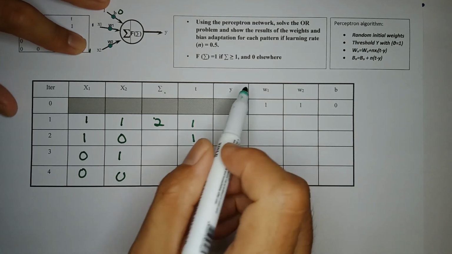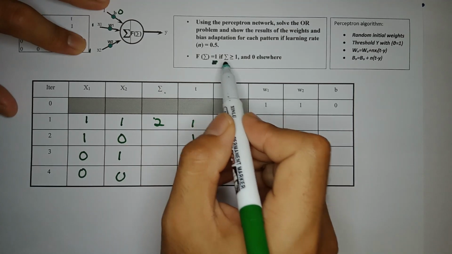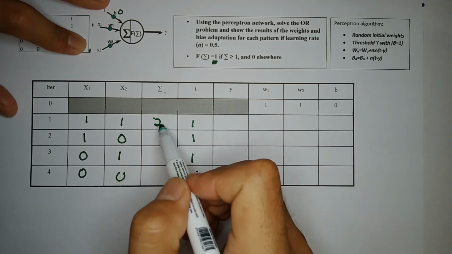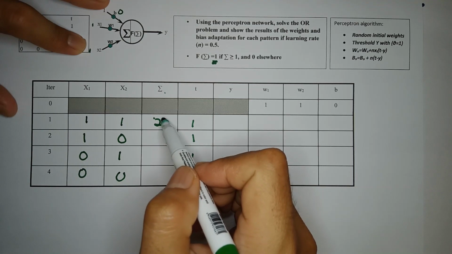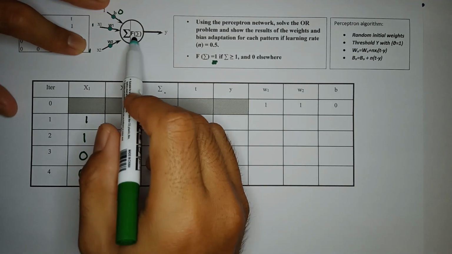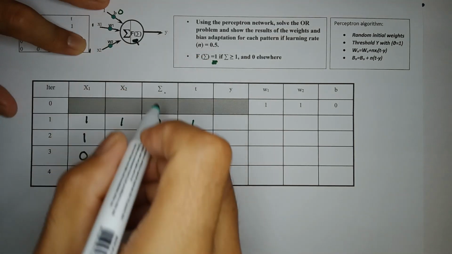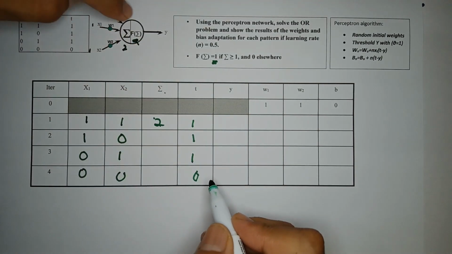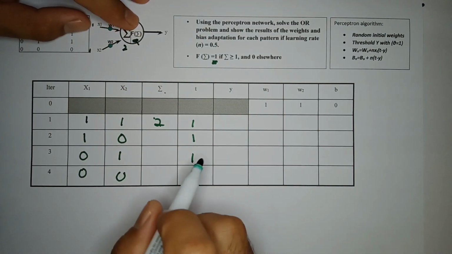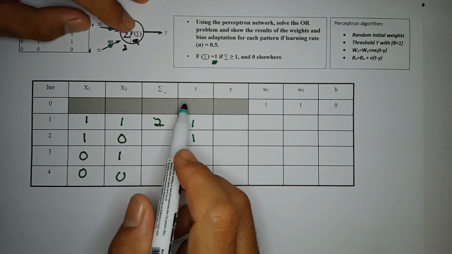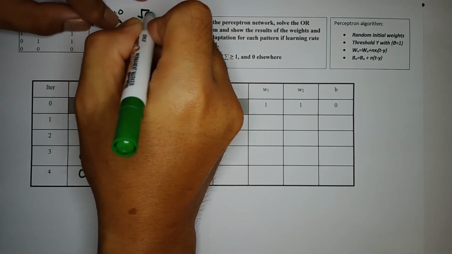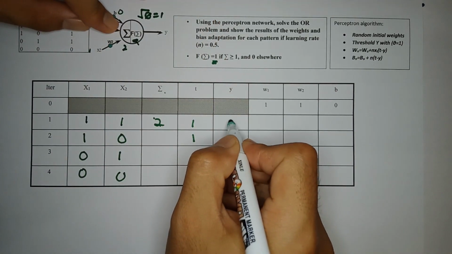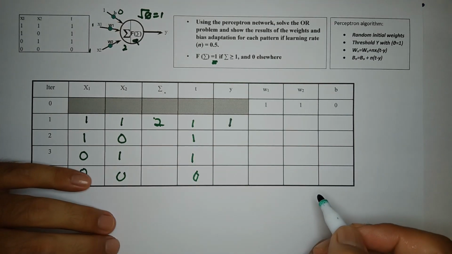You can find the value of y by performing the thresholding process with respect to the value of 1. Just remember, we have summed up everything, and we have the value of 2. Now, either the model should be triggered or not. Since we set our theta equal to 1, and 2 is higher than 1, our y will be equal to 1 since it will be fired up.